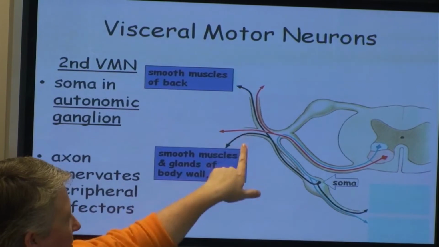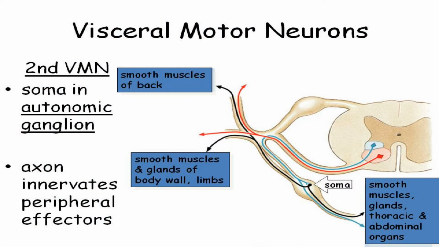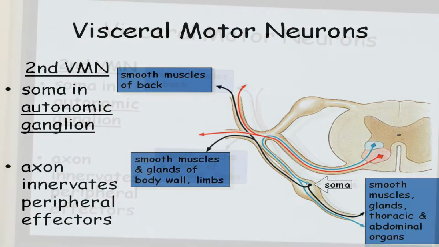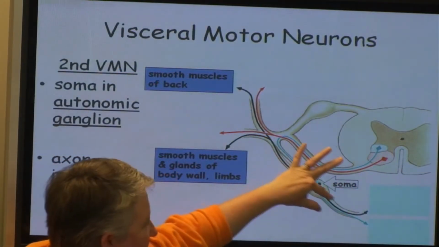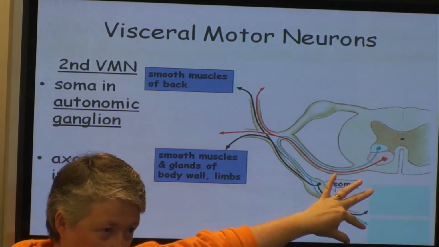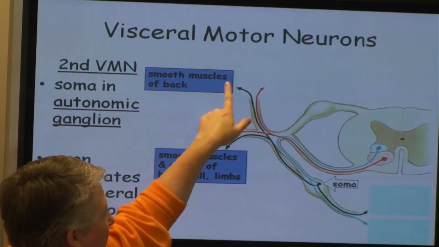It can come out what ramus is this? Ventral ramus. And so it can innervate smooth muscles and glands basically every place else. So this would be smooth muscles in the blood vessels, smooth muscles in the skin, adipose tissue, sweat glands, those kinds of structures. Okay? Or it can send an axon out what's called a sympathetic nerve. So it can send an axon back this way, and then that axon can either go out here or out here.